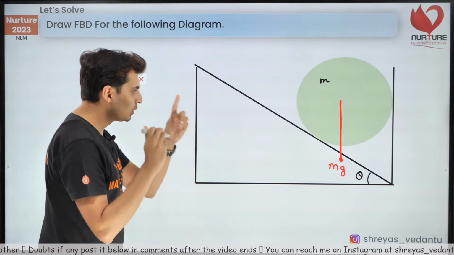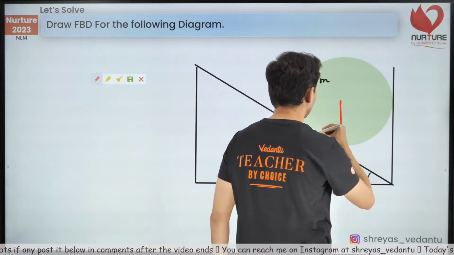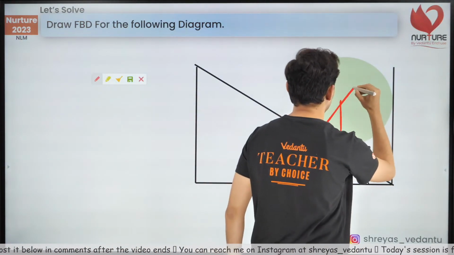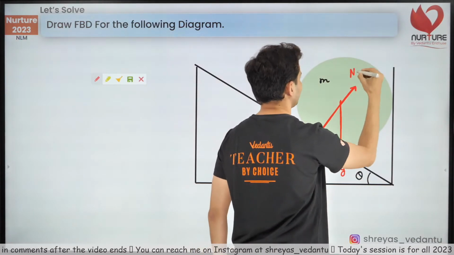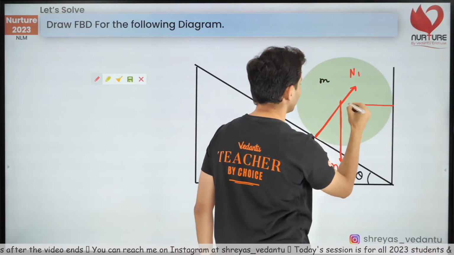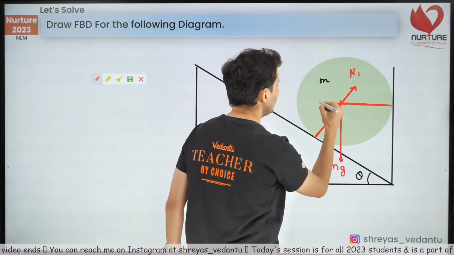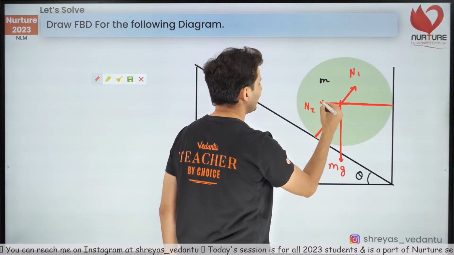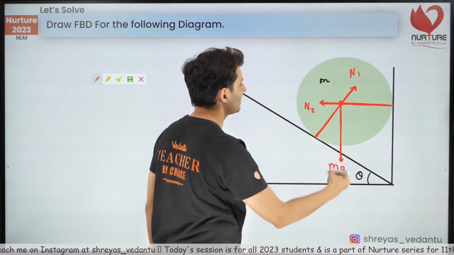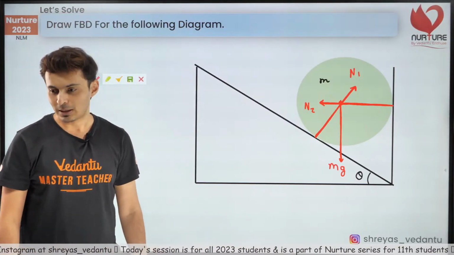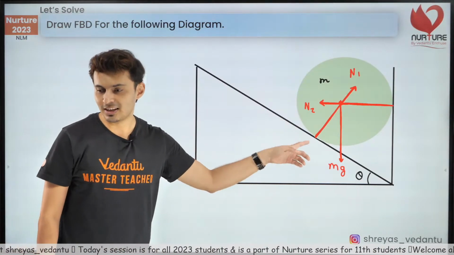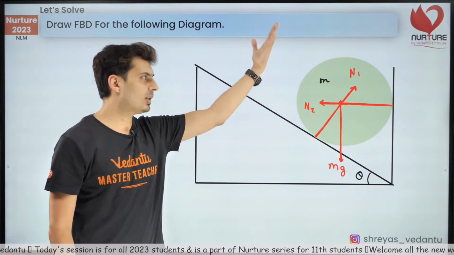Okay, cool. Chalo. Now there are 2 normals. So first normal will be like this, N1. Second normal from here, like this. Notice one thing, I'm purposely showing all of them passing through the center. Meghna, the question is to draw FBD and figure out all the unknowns out here.